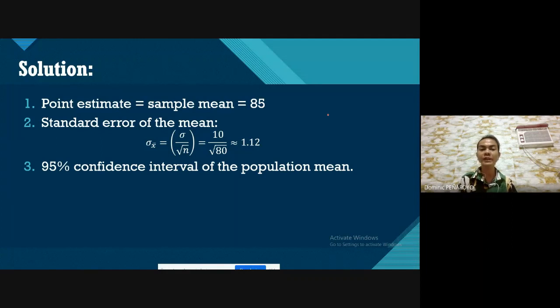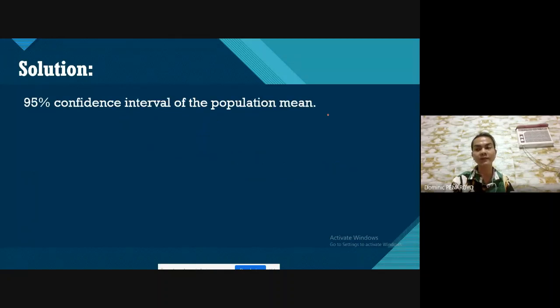Now let's proceed with the 95% confidence interval of the population mean. For us to solve this, we need to know first the Z alpha over 2 for the 95% confidence level. And that is on your table: the Z alpha over 2 for the 95% confidence level is 1.96. Thus, we have the following given. X bar, or the sample mean, is 85. The Z alpha over 2 is 1.96. The sigma, or the population standard deviation, is 10 and our sample size is 80.